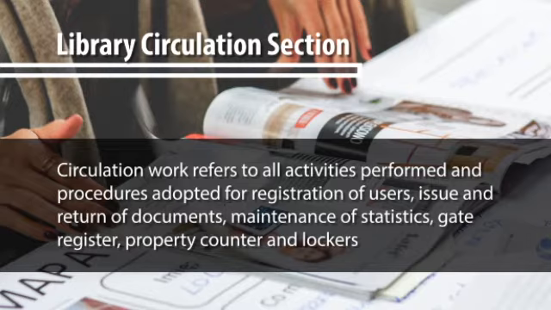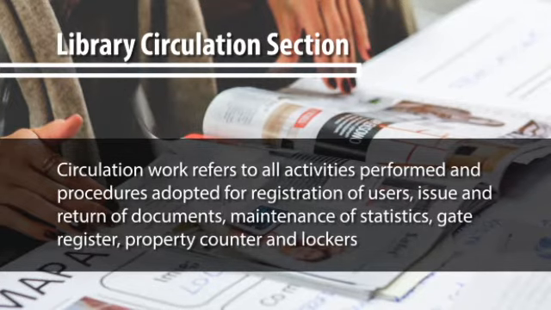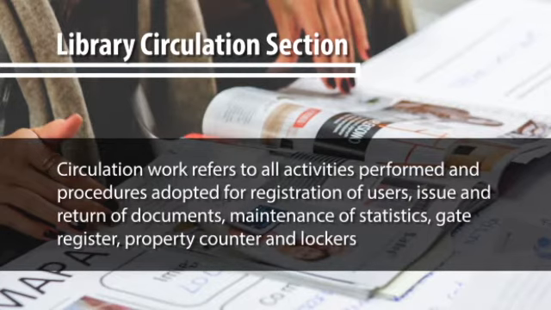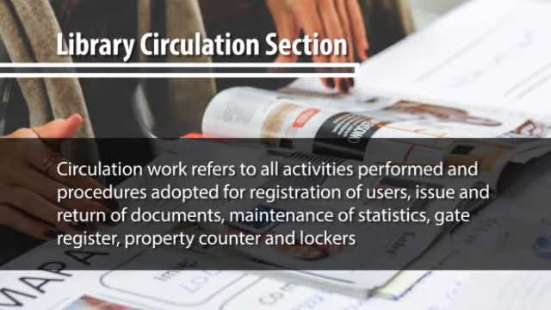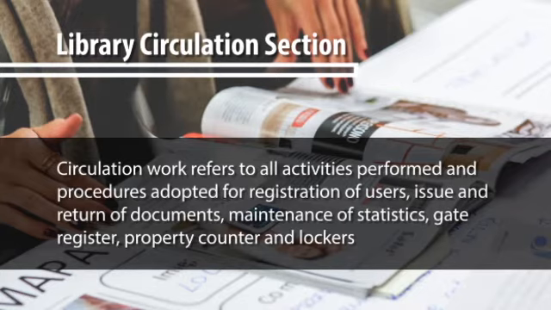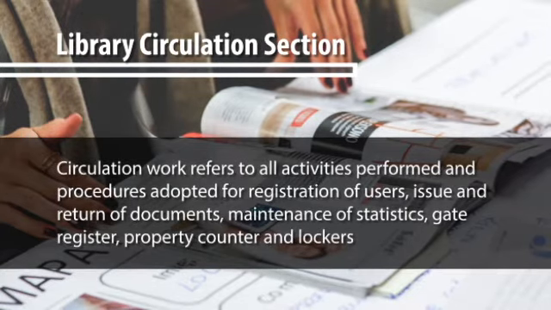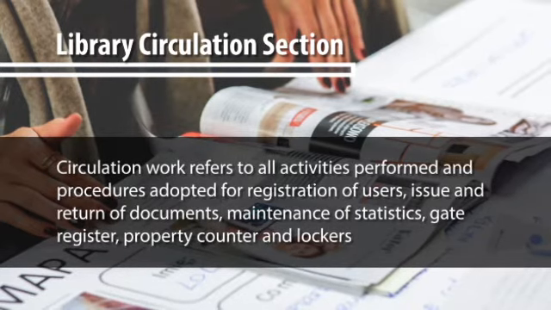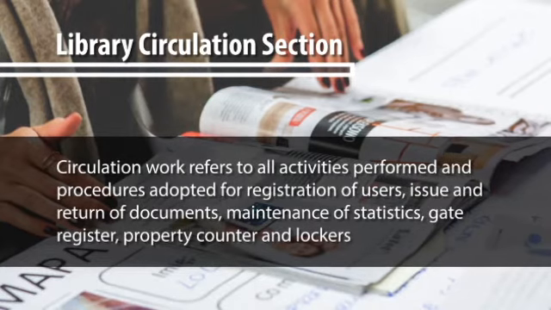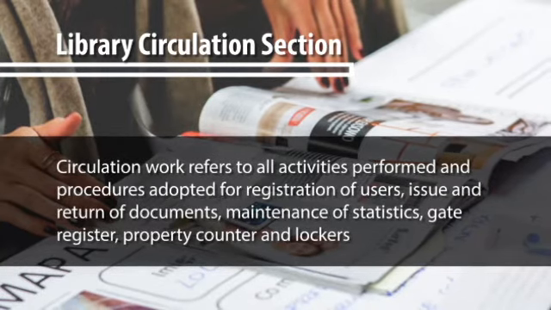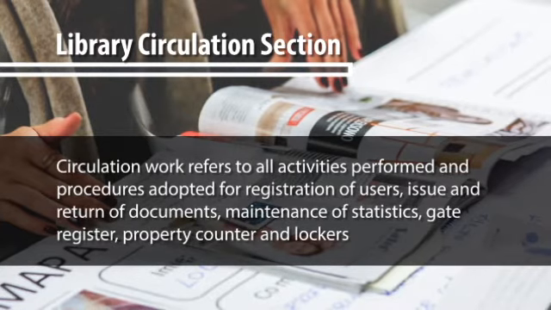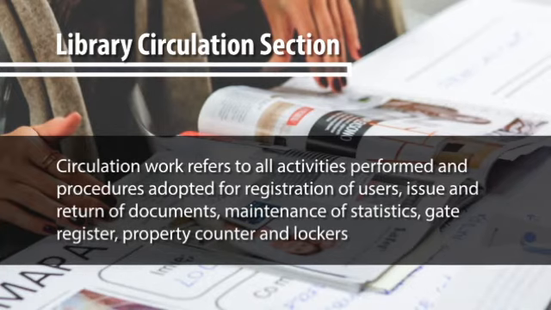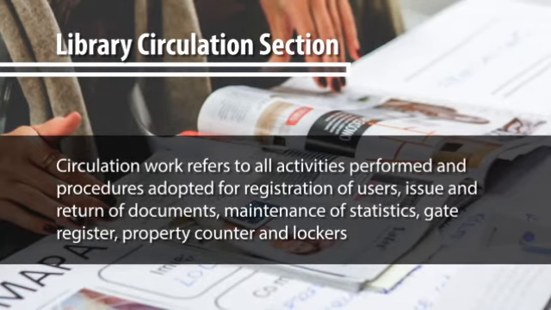Then property counters are there, where the bags and other things are kept in the library. When the user enters the library, bags and other materials are not allowed, so they are to be put into the property counters. In fact, the circulation section also deals with the lockers, where locker services are given; for the researchers, lockers are provided where they can put their material.